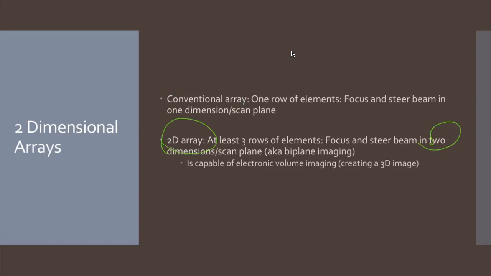So I think the fact that we say 2D and 3D when talking about the same transducer is very confusing for people, and they get it mixed up. So again, if you think about it like that, it's called a 2D array because it focuses and steers beams in two directions. However, there's at least 3 rows of PZTs inside of them, and it will eventually create a 3D image.